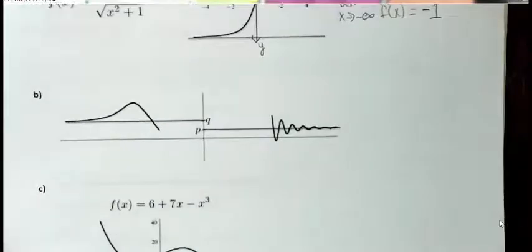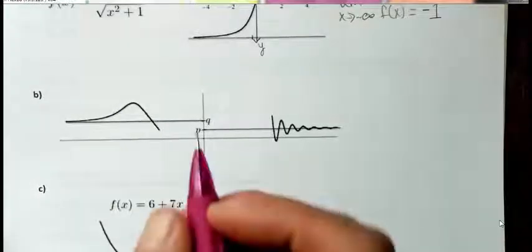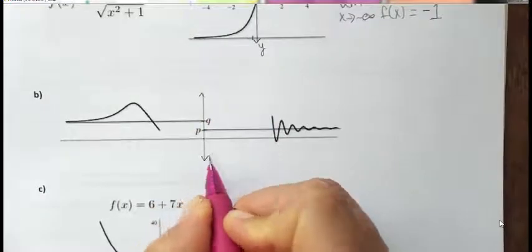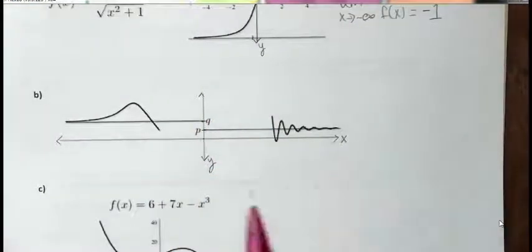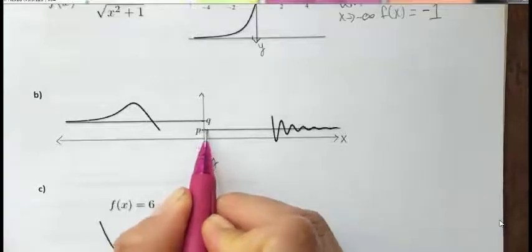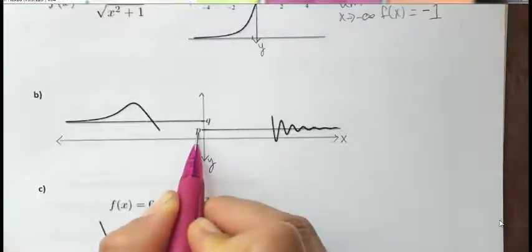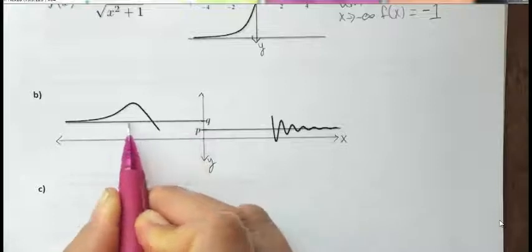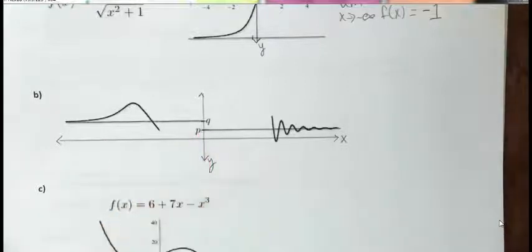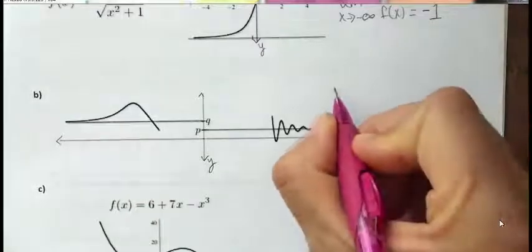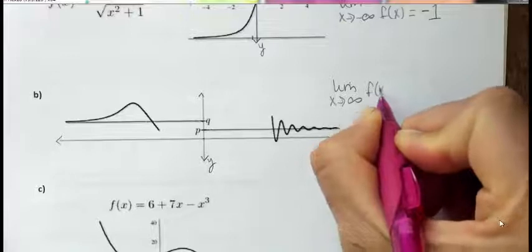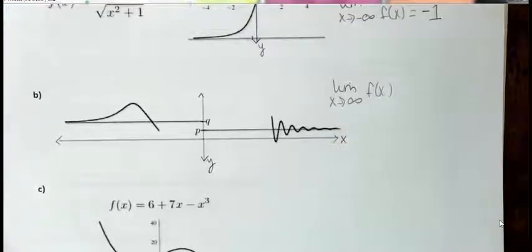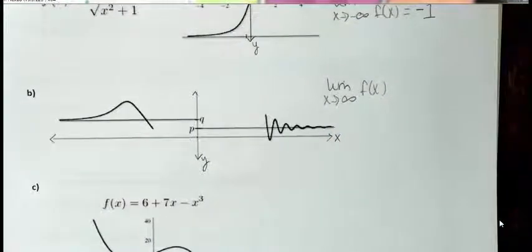All right, B. So this time you don't have a function, but again, this here's your y-axis. This here appears to be your x-axis. You've got two lines here. This horizontal line is called P, and this horizontal line would be like y equals Q. So y equals P, y equals Q. We're going to do the exact same thing. So the limit as x approaches infinity, we'll call this f of x, even though it doesn't say that it's f of x.